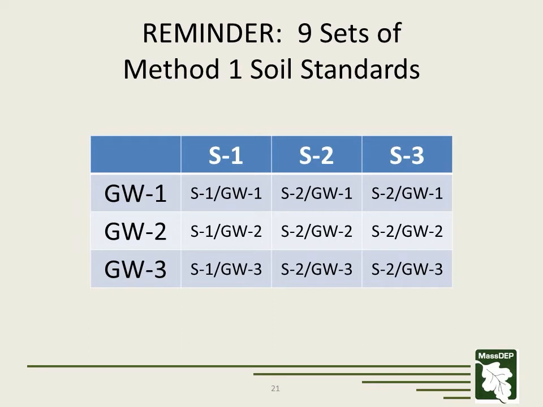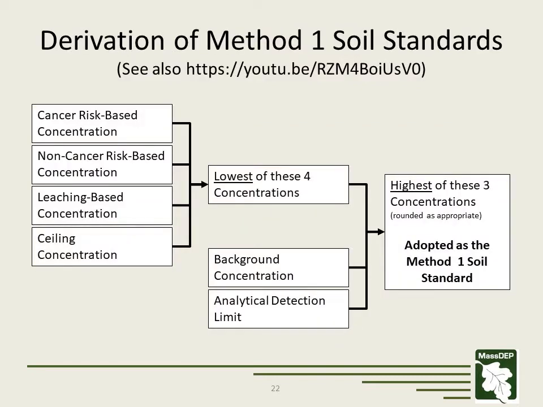So the combination of 3 soil categories and 3 groundwater categories and our concern for leaching means that there are 9 sets of Method 1 soil standards to make sure we account for each combination of soil and groundwater. First, we'll talk about the derivation of the MCP Method 1 soil standards in the general case. You've seen this type of diagram before when we were talking about the GW1 standards. The fact that we're using the same type of approach for the soil standards shouldn't come as a surprise.